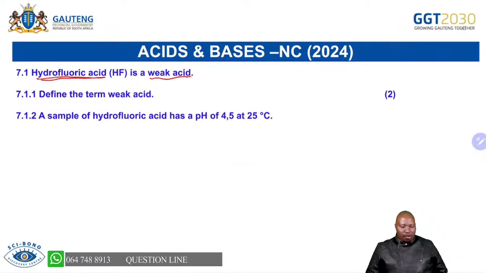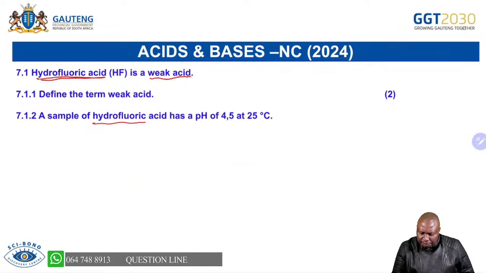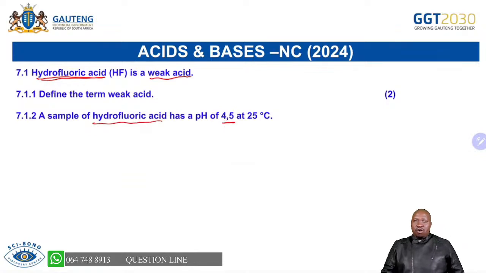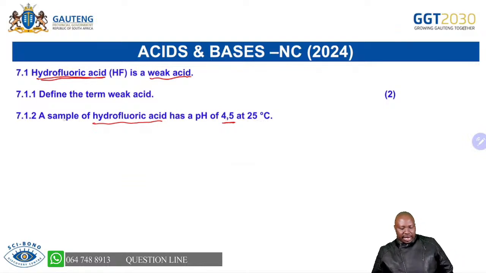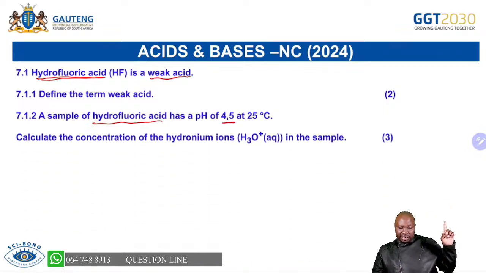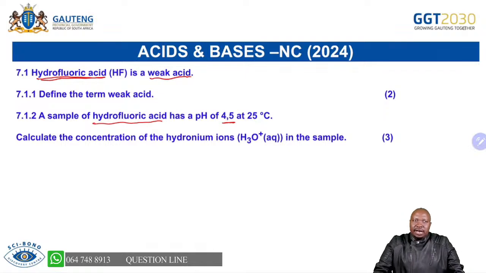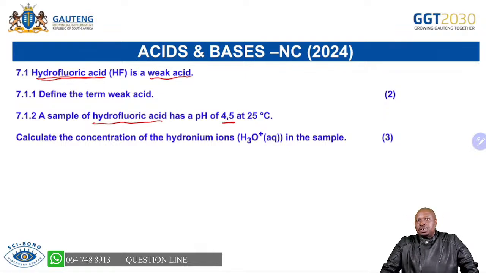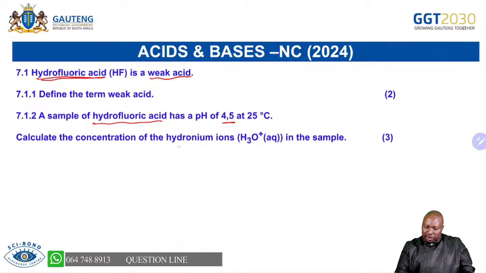Now, they say a sample of hydrofluoric acid has a pH of 4.5 at 25 degrees Celsius. So you're able to see that the sample has that pH. Now the pH is given, have that in mind. The question now is saying calculate the concentration of hydronium ion, because pH is given.